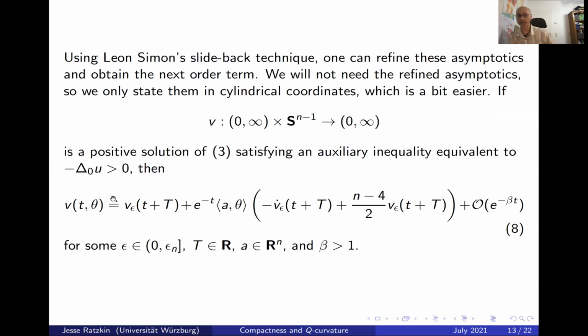Then I have an expansion, which looks like v of t, theta is a Delaunay solution plus a correction term, which decays like e to the minus t. And this correction term has a part which looks like v epsilon dot and another part which looks like v epsilon. And then finally, I have a remainder term which decays like e to the minus beta t for some beta strictly greater than 1.